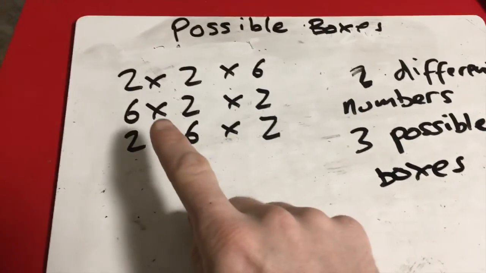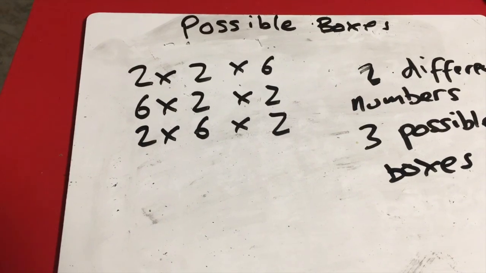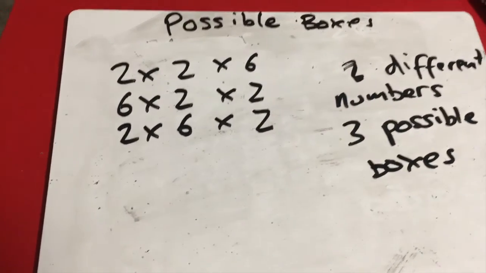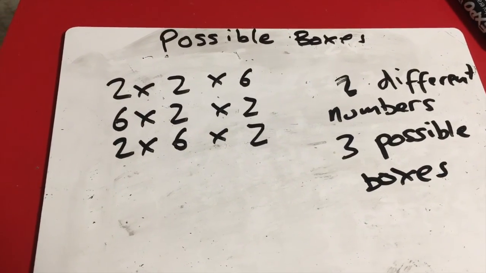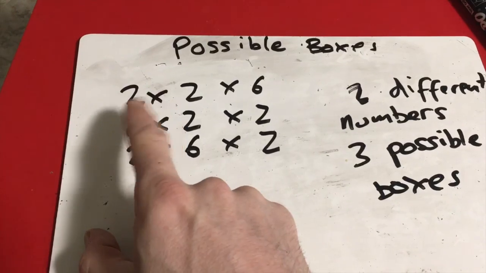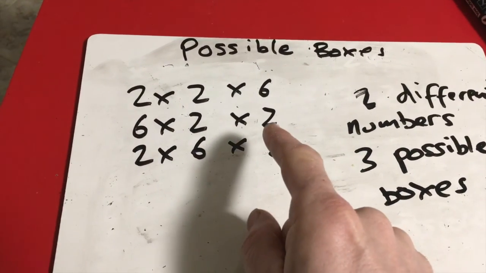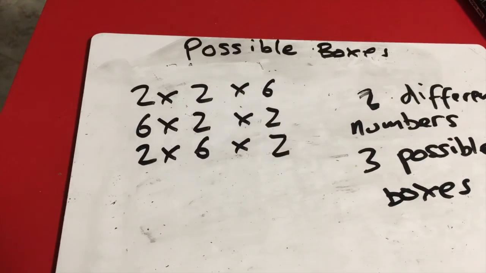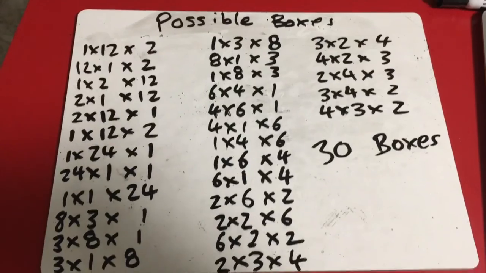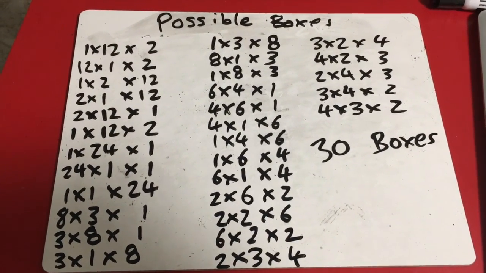But notice now that I have a factor grouping where I only have 2 different numbers, 2 times 2 times 6, so 2 times 2 is 4, 4 times 6 is 24. I now have 2 different numbers, but I've halved the possible boxes to 3, because whichever way I switch this around, it's the same box. And similarly, here I only have 1 option to go into my height. So we've got 3 possible boxes. So this gives us 30 possible boxes using all of these combinations.